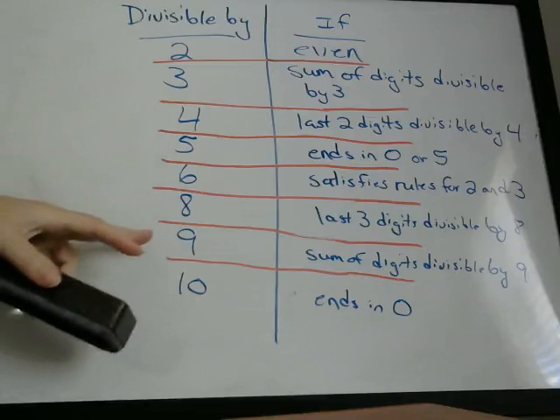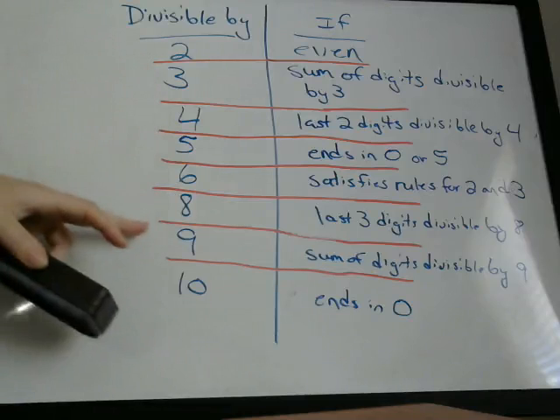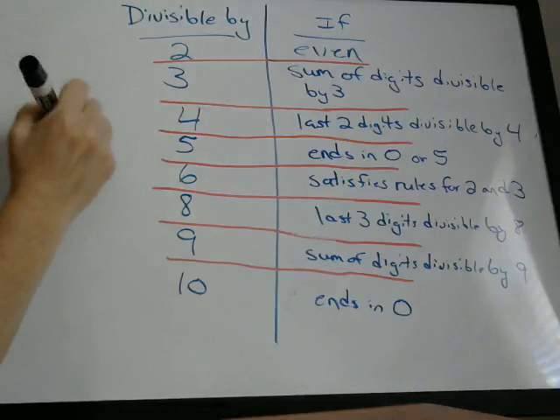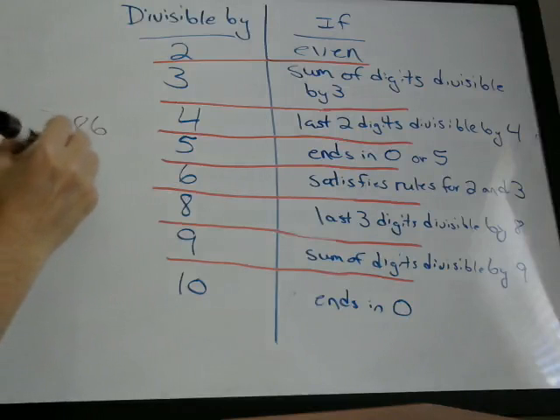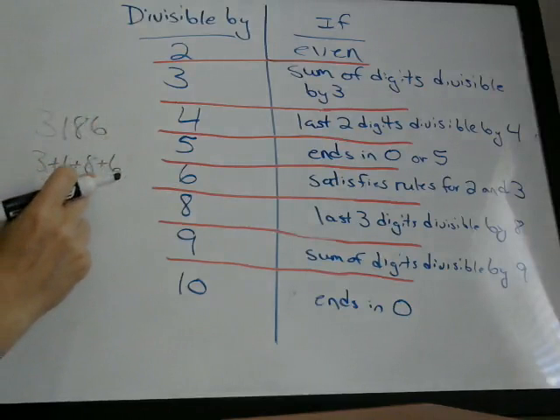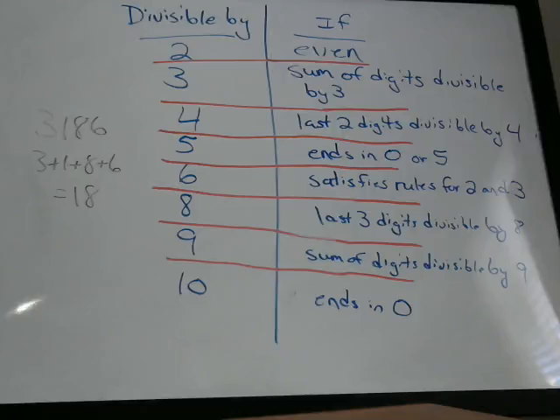For 9, again, we're adding the sum of the digits, but now they have to be divisible by 9. So similar to 3, but now they have to be divisible by 9. So if we look at 3186, and we add the digits up, 3 plus 1 plus 8 plus 6, that equals 4, 12, 18. Well, 18 is divisible by 9. So 3,186 is divisible by 9 evenly.